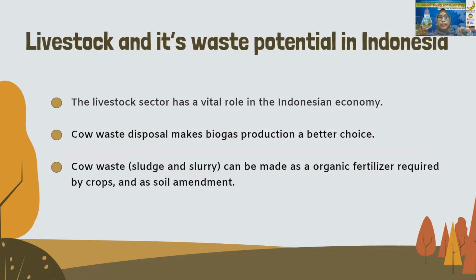So as you can see, livestock and its waste have a potential in Indonesia because the livestock sector has a vital role in Indonesia's economy. Because the level of public consumption of livestock products is quite high, such as meat, eggs, milk, and cheese. Not only that, the issue of cow waste disposal, sanitation, and environmental problems coupled with the high cost of fossil fuel, make biogas production a better choice. Also, the rest of the manure out from the digester in the form of sludge and slurry is a ready-made organic fertilizer required by crops. It contains excellent nutrients such as nitrogen, phosphor, potassium, calcium, magnesium, iron, and sulfur.